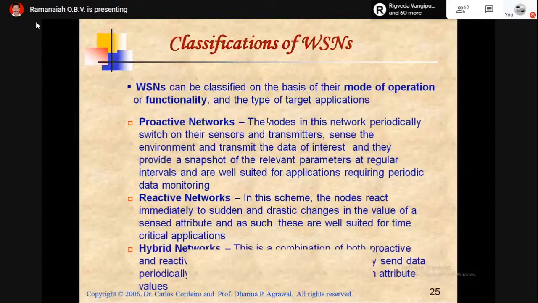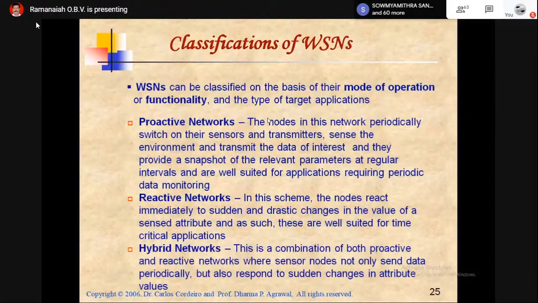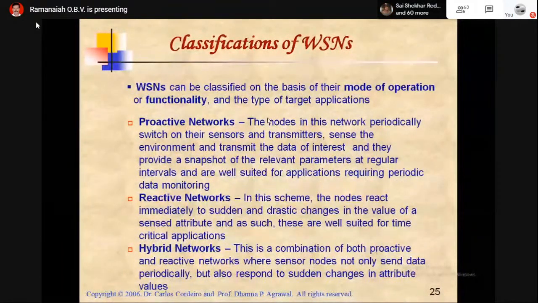Next, we need to have a combination of both, right? Both proactive and reactive networks. So a proactive component, at regular intervals of time, sends the report, right? The report of what? What do the sensors sense? Those sensed values are sent. And besides, whenever there is a drastic change in a particular parameter, at that time also they will react.